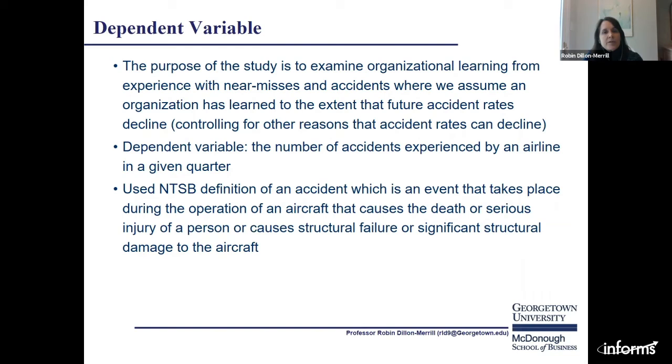So the purpose of our study, we were trying to examine organizational learning from experience with near misses and accidents, where we assume an organization has learned to the extent that future accident rates decline when we control for other reasons that accident rates could be declining. And so in order to do that, we treated our dependent variable as the number of accidents experienced by an airline in a given quarter. And we use the NTSB definition of an accident, which is an event that takes place during the operation of an aircraft that causes the death or serious injury of a person, or causes structural failure or significant structural damage to the aircraft.